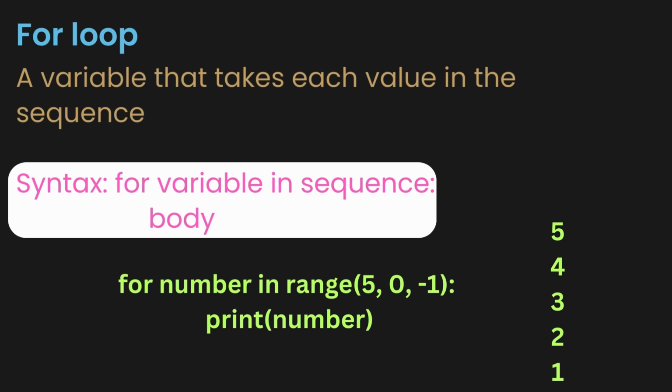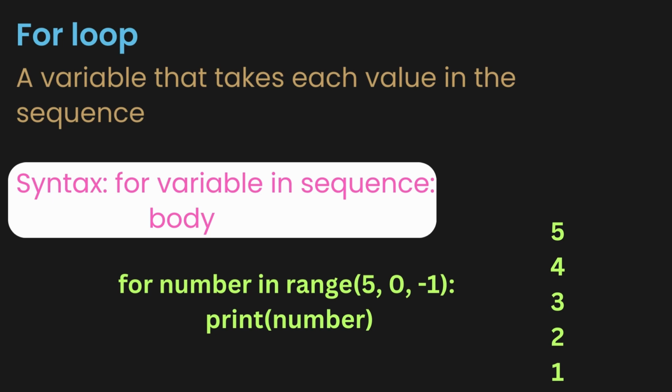The syntax of a for loop begins with the for keyword, followed by a variable name that will hold the value of the current item in the sequence. After that comes the in keyword and the sequence you want to iterate over. Finish the line with a colon, and on the next line, write the loop's body, indented.